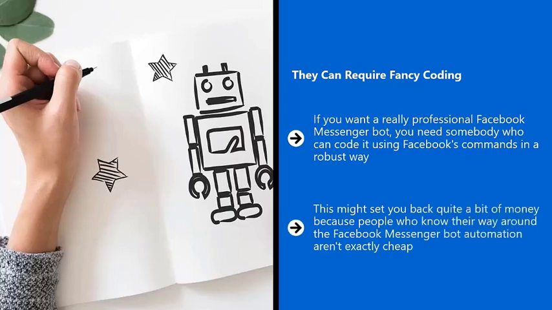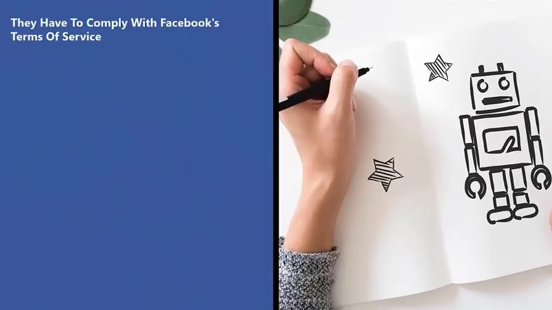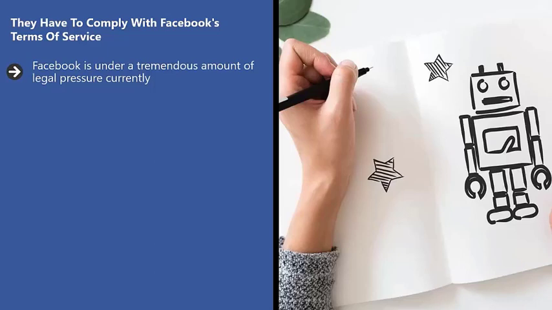This might set you back quite a bit of money because people who know their way around Facebook Messenger bot automation aren't exactly cheap. They have to comply with Facebook's terms of service. Facebook is under a tremendous amount of legal pressure currently. We all know the regulatory heat it is facing in terms of user data and user privacy. But above and beyond these fairly familiar issues, Facebook's automation process is a very touchy area.